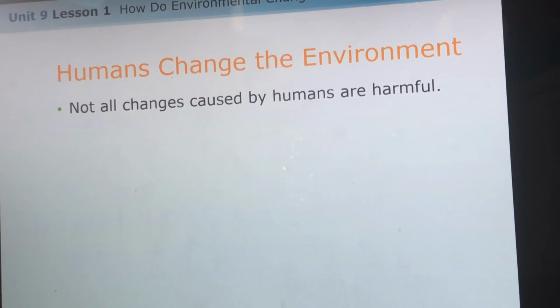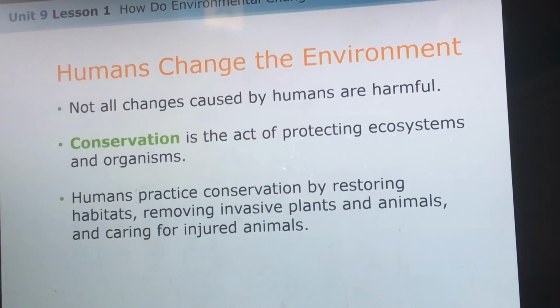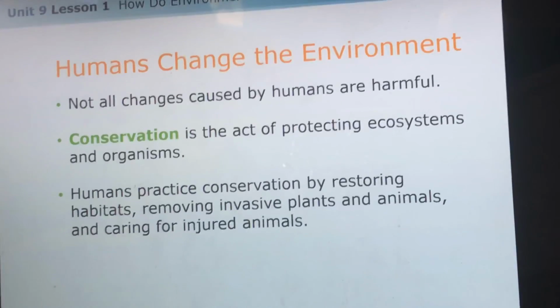Now, not all changes caused by humans are harmful. Something that a lot of people do is called conservation. Conservation is the act of protecting ecosystems and organisms. So if you've ever seen a beach cleanup, or maybe you've been a part of one where people go to the beach with garbage bags and they pick up trash, that is something that humans do to help protect ecosystems. Humans can practice conservation by restoring habitats, removing invasive plants and animals, and caring for injured animals.